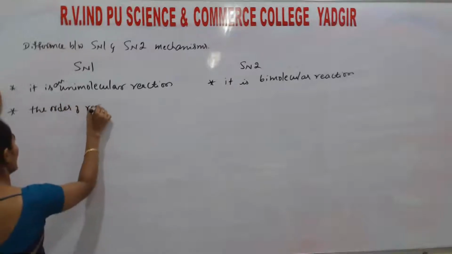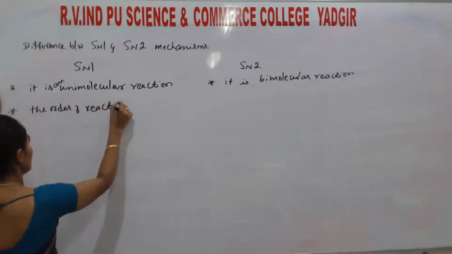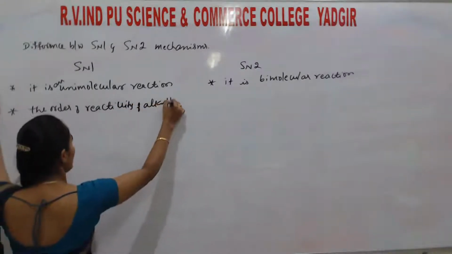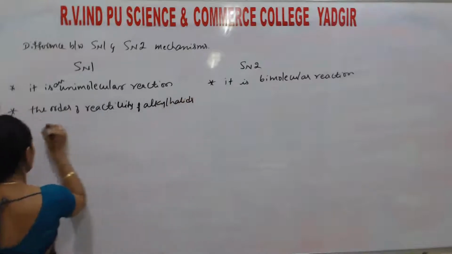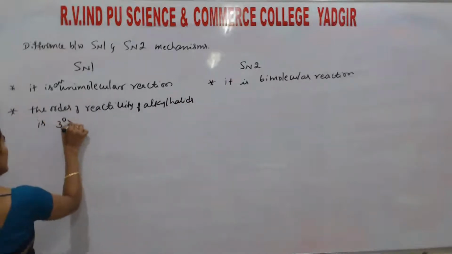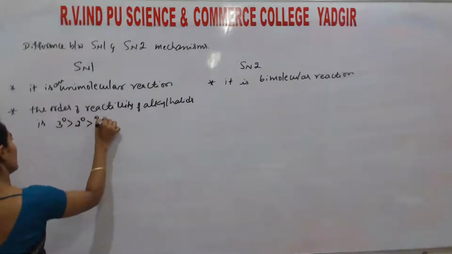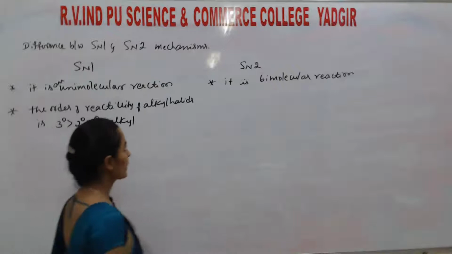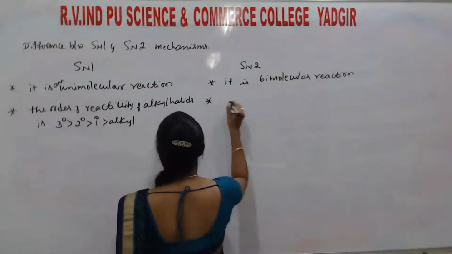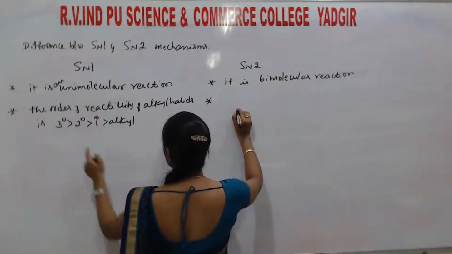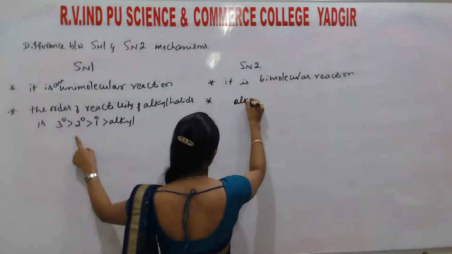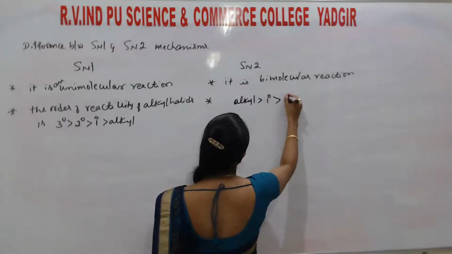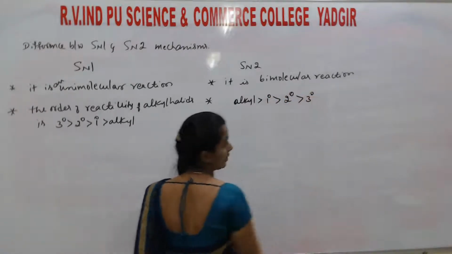The order of reactivity of alkyl halide here is tertiary greater than secondary greater than primary greater than methyl. Here, the order of reactivity is methyl greater than primary, greater than secondary, greater than tertiary.